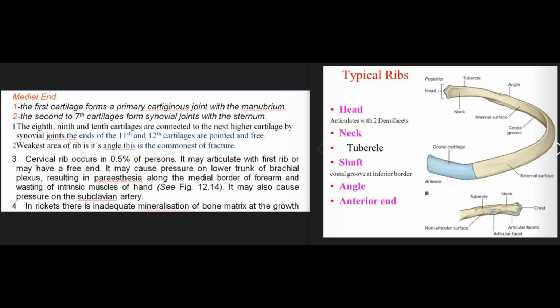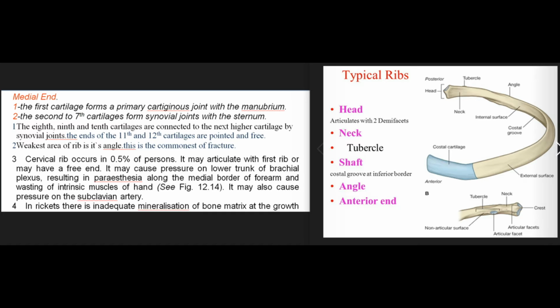2. Cervical rib occurs in 0.5% of persons. It may articulate with the first rib or may have a free end. It may cause pressure on the lower trunk of the brachial plexus, resulting in paresthesia along the medial border of the forearm and wasting of intrinsic muscles of the hand, see Fig 12.14. It may also cause pressure on the subclavian artery.